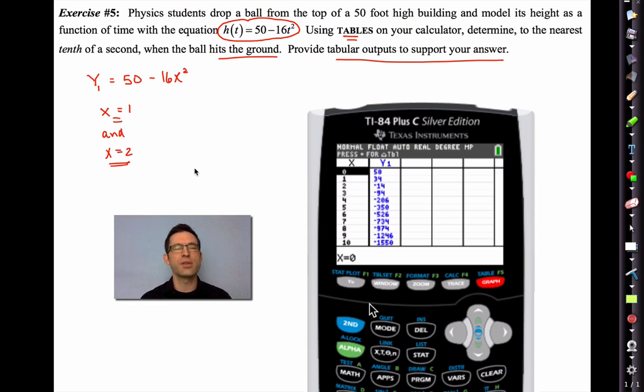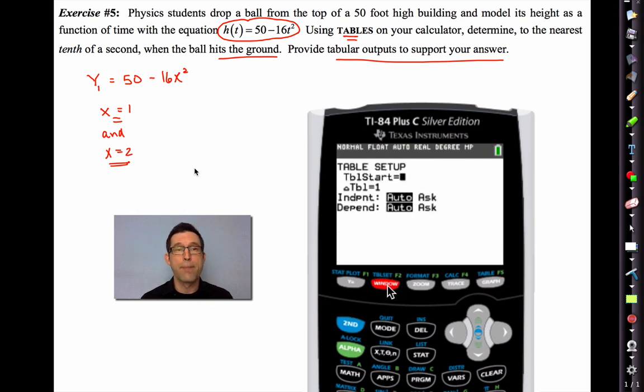But we want it to the nearest tenth. That's not good enough. So let's go back into my table, actually, back into my table setup. My apologies. And let's start our table now not at 0, but at 1. And instead of making my table go by ones, I'm going to make it go by 1/10. All right, let's go back into the table.